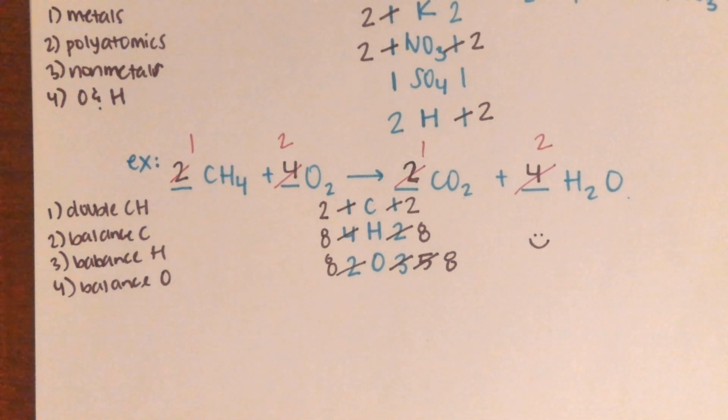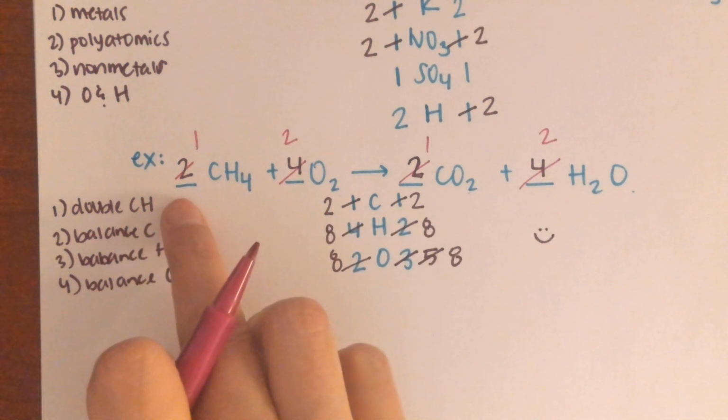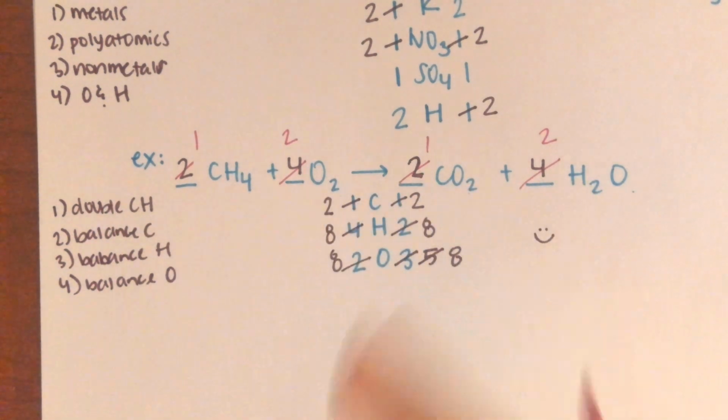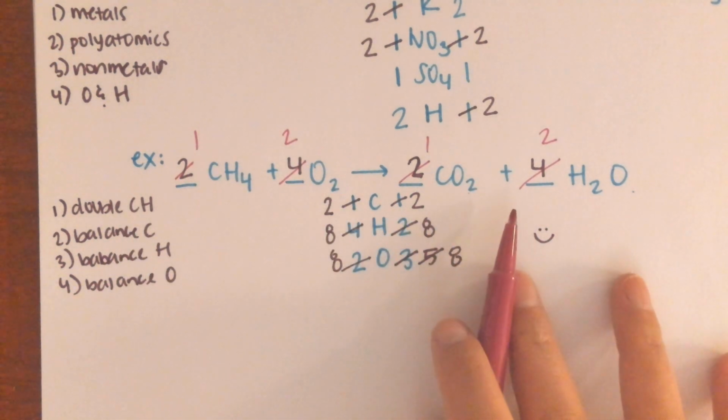Alright? On the exam, your coefficients will be simplified. So maybe you'll have something like this, and you get 2, 4, 2, 4. You're like, okay, I balanced it, but I don't see that on my answer choice. Maybe because it's simplified. So double check that you simplify all your coefficients.